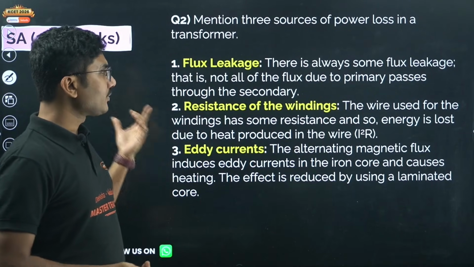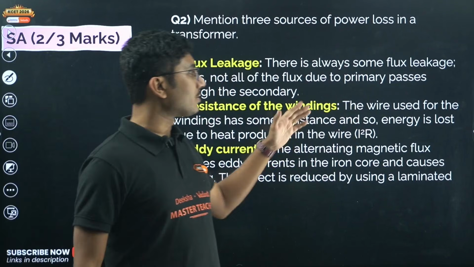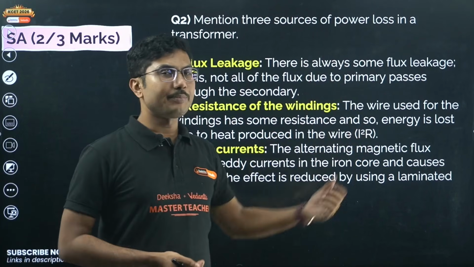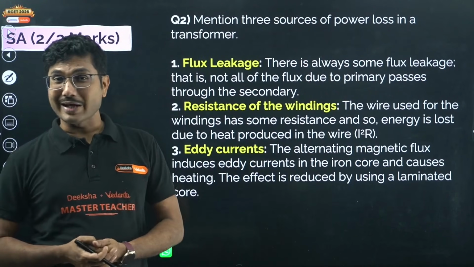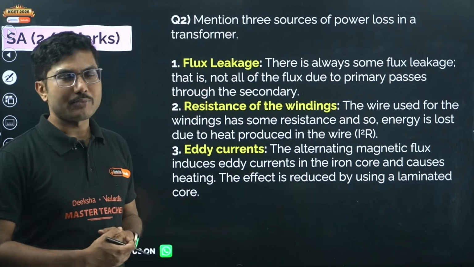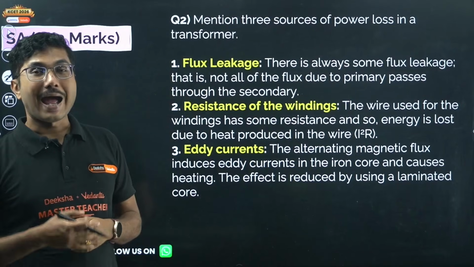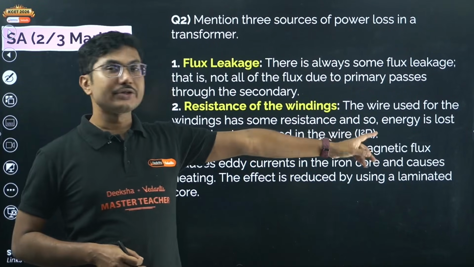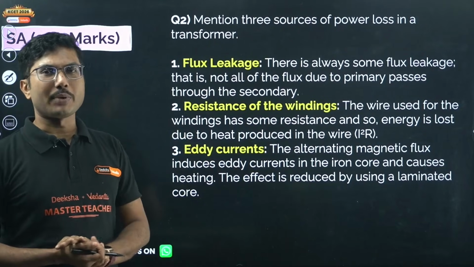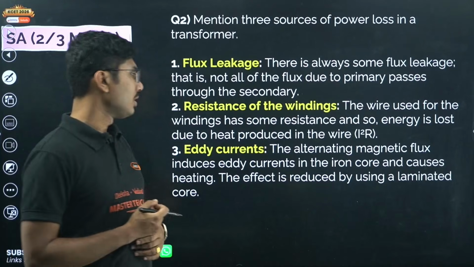Okay, resistance of the windings. The wire used for the windings has some resistance, and so energy is lost due to heat produced by the wire. We know that heat produced in a wire is given by I square R into time. This is the power, and if you multiply with time, we get the lost energy. So I square RT, that's why we lose some power, and it is proportional to resistance, right? Higher the resistance, more power is lost. We generally use copper windings. Copper tends to have smaller resistance, but still that is not 0, right?